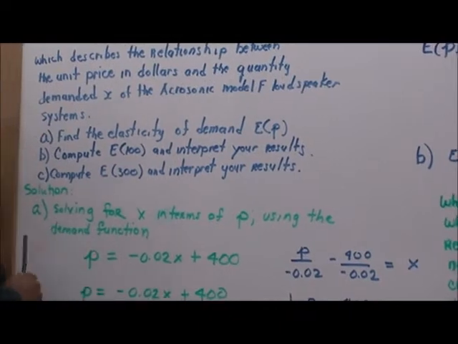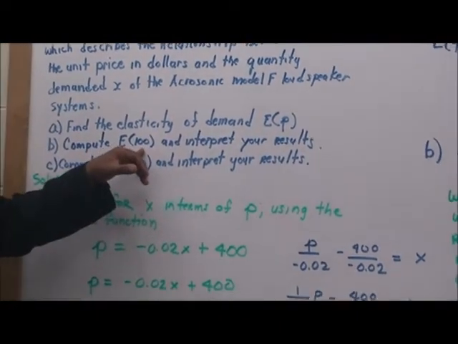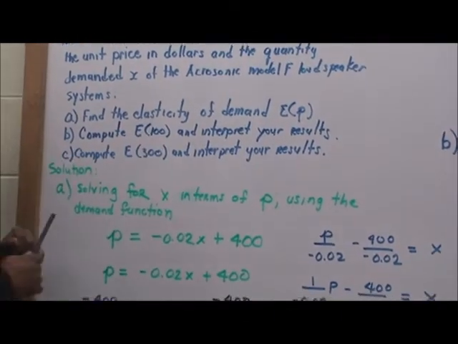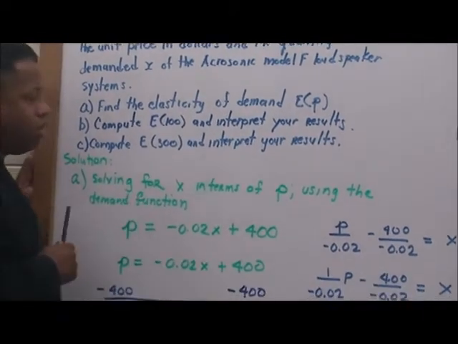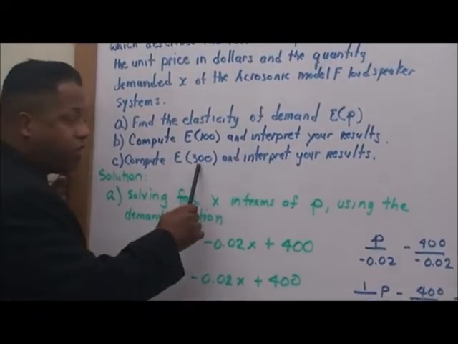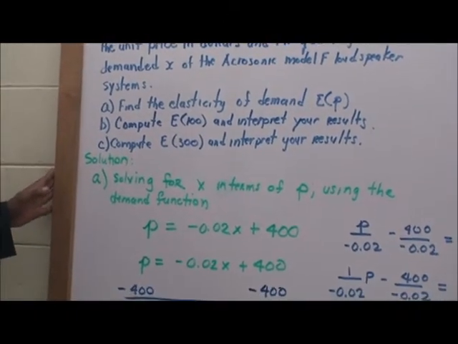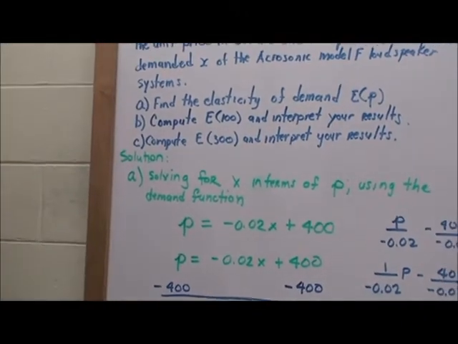B, compute E sub 100. This is actually E sub P here, but we're substituting 100 for P, and we want to interpret our results. And then we want to compute, again, E sub P, but 300 this time is being substituted in for P, and interpret these results as well.